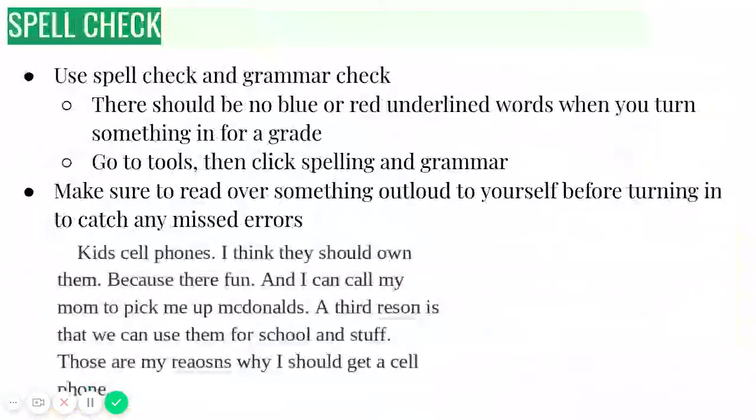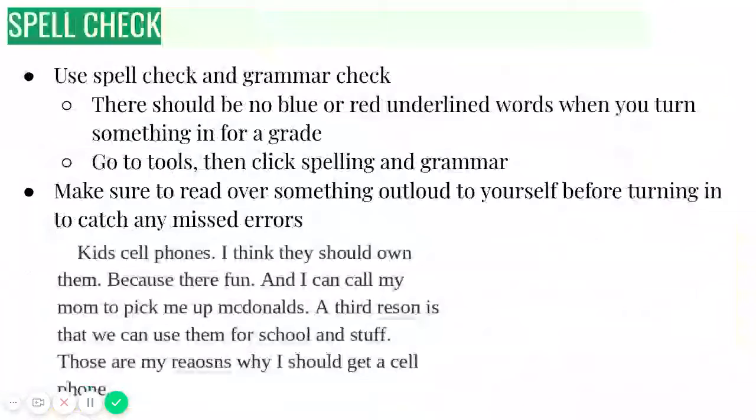Now, you know that throughout the school year, spelling was not a huge priority because we weren't always working on a computer. But since we are doing learning from home and we are all working on computers, you have to be using spell check and grammar check. There should be no blue or red underlined words when you turn something in for a grade. Do you see below where resin and raisins are misspelled and red underlined? Please do not turn in work with red underlines. It is exceptionally lazy and it makes your writing really hard to read, especially because it's so easy to fix.